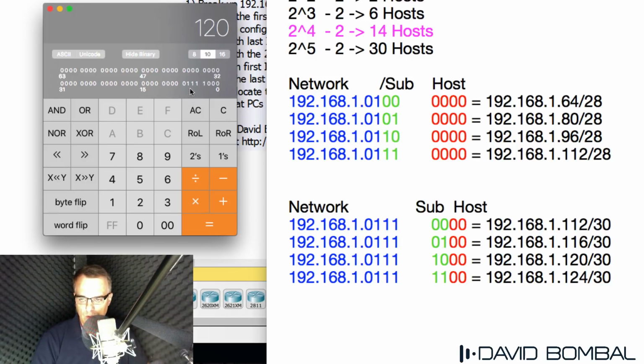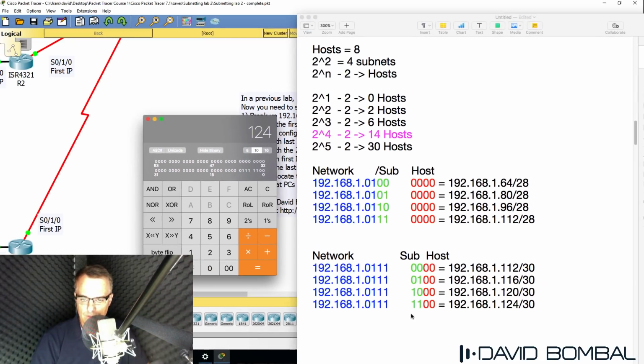120 looks like that. Notice 0 followed by 4 ones, 0 followed by 4 ones, followed by 3 zeros. Again, there's no gap here in an octet, I'm only doing that to make it easier to read. 124 looks like that, and that's also correct.